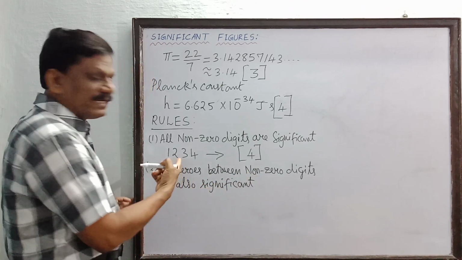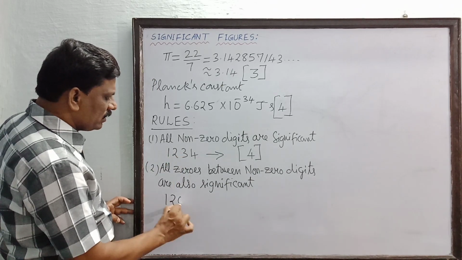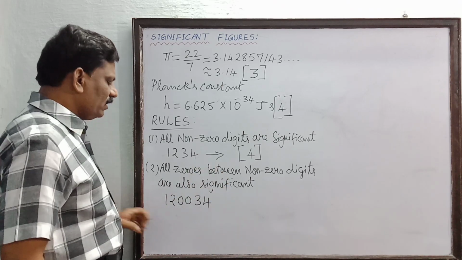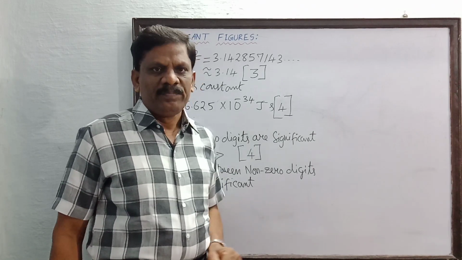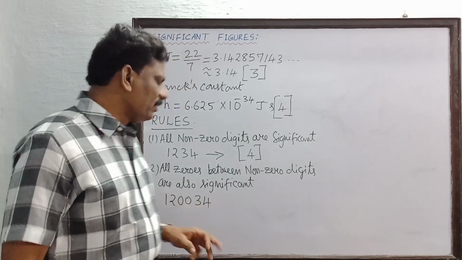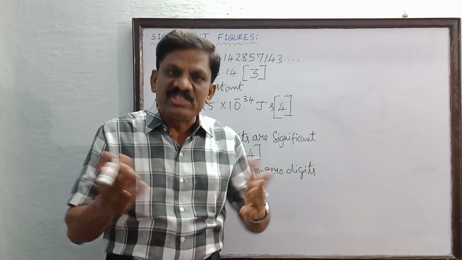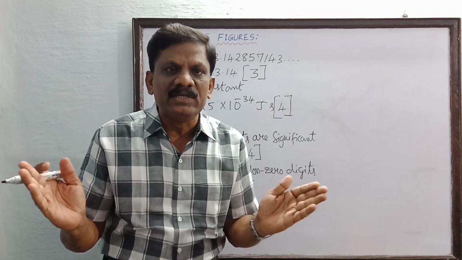Say for example, in the same number, I will take 1, 2, 0, 0, 3, 4. So this is 1,20,034. Suppose if you remove any one of these zeros in between, then the value of the number will change. So they are safely placed between the non-zero digits.